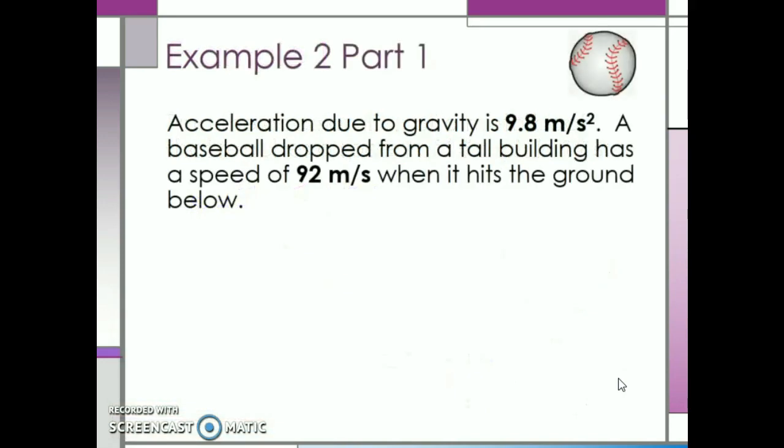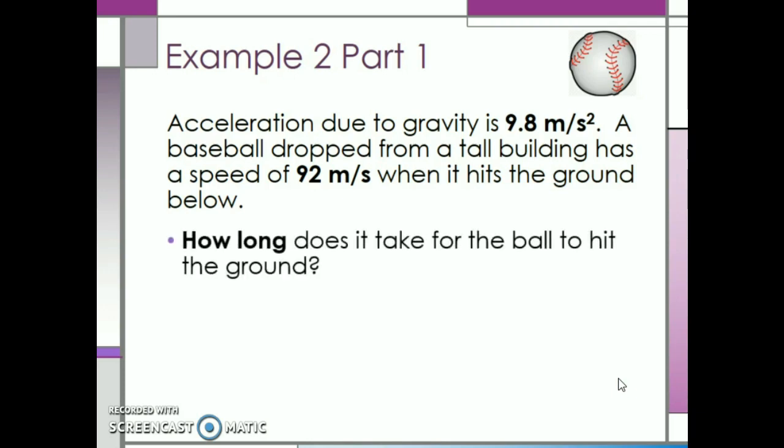Let's look at another example. Acceleration due to gravity is 9.8 meters per second squared. A baseball is dropped from a tall building, has a speed of 92 meters per second when it hits the ground below. We want to know how long it takes for that ball to hit the ground.